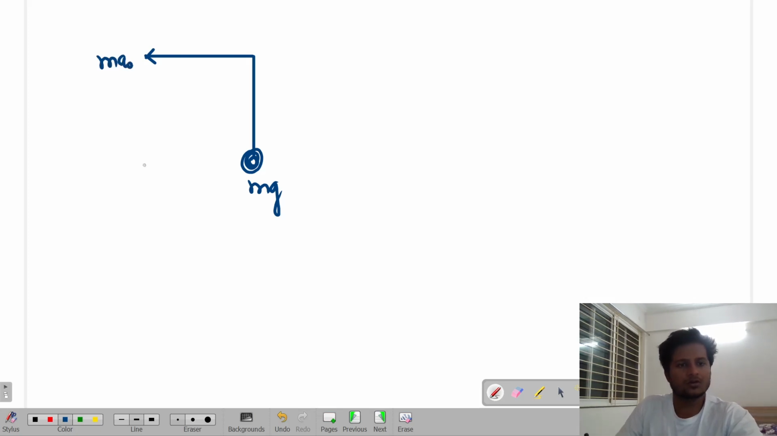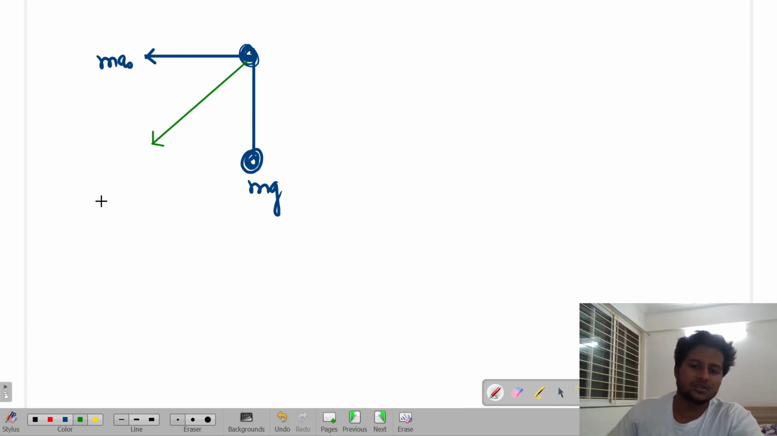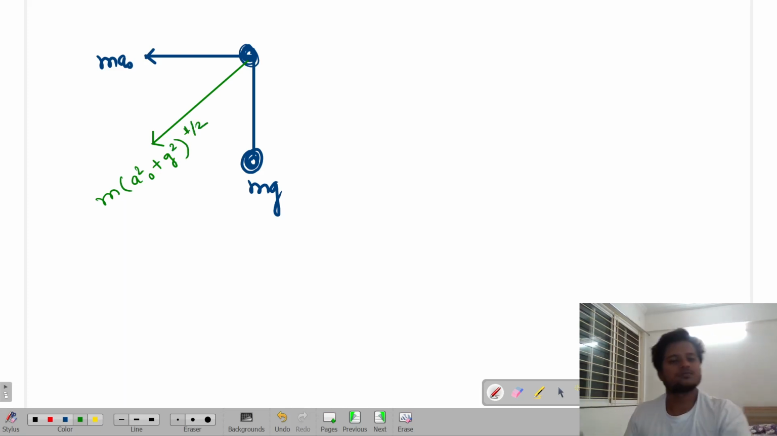So the net acceleration for this pendulum, where is the resultant present? It's in this direction only, no? And that resultant is exactly equal to m times (a naught square plus g square) to the power of 1 by 2. That is my effective resultant force.